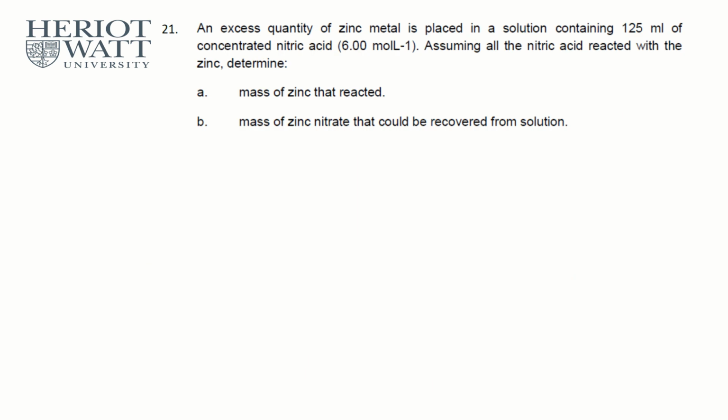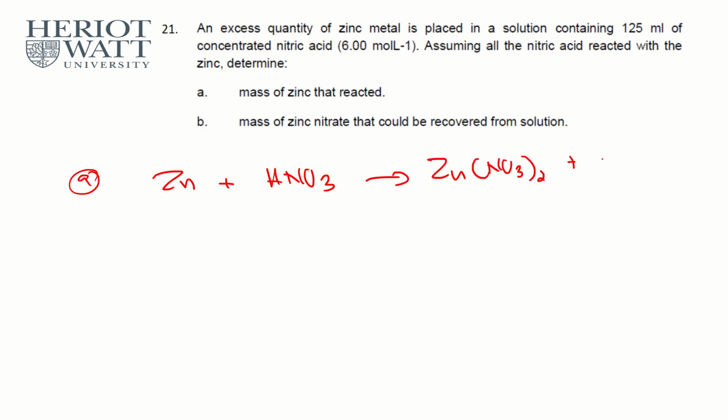Let's look at 21. An excess quantity of zinc metal is placed in the solutions containing 125 ml of concentrated nitric acid. Assuming all nitric acid reacted with the zinc, determine the mass of zinc that reacted. Okay, let's write out the equation for the whole thing. Zinc is in excess, plus HNO3. You will get zinc nitrate plus hydrogen gas. Okay, 2 nitric acid. So this is the balanced equation.